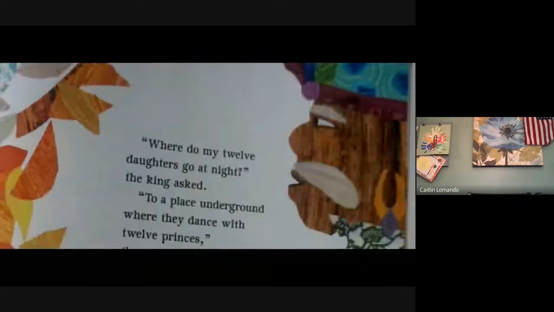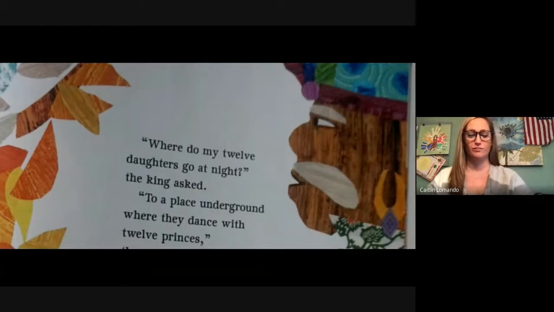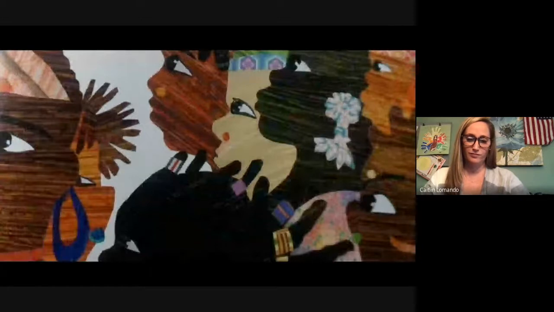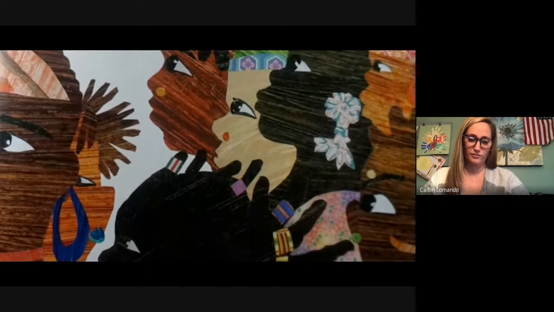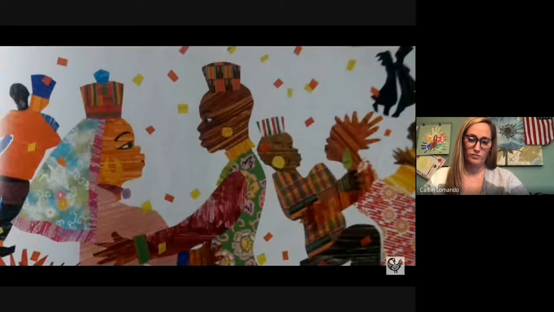The time arrived for the soldier to speak with the king. "Where do my 12 daughters go at night?" the king asked. "To a place underground where they dance with their 12 princes," the soldier replied. Then he told the king what he had seen and showed him the tree branches and the cup. The king called for his daughters and asked if the soldier spoke the truth. Knowing that their secret had been discovered, they confessed. The soldier chose the eldest princess for his wife. As he was not very young, they were married that very day. And everyone danced and danced all through the night.